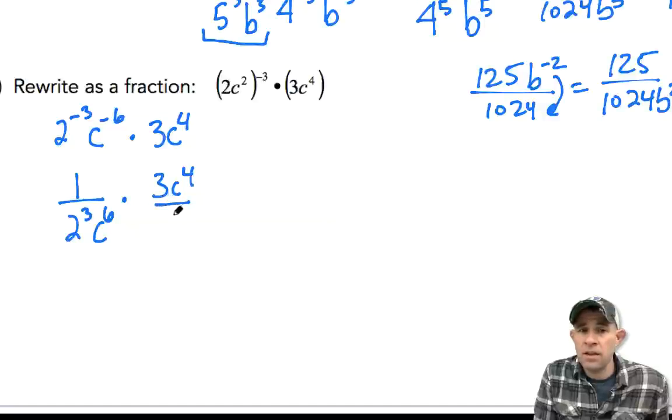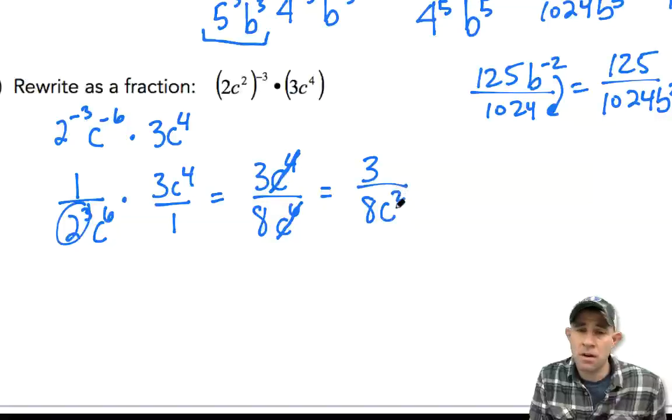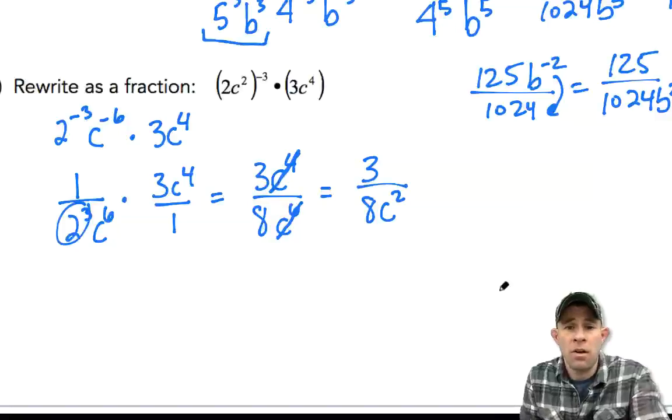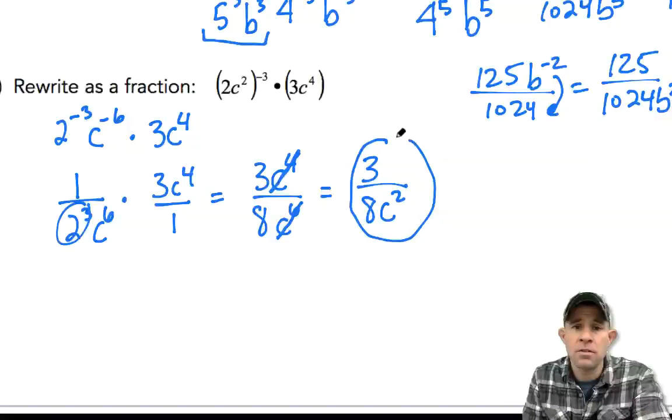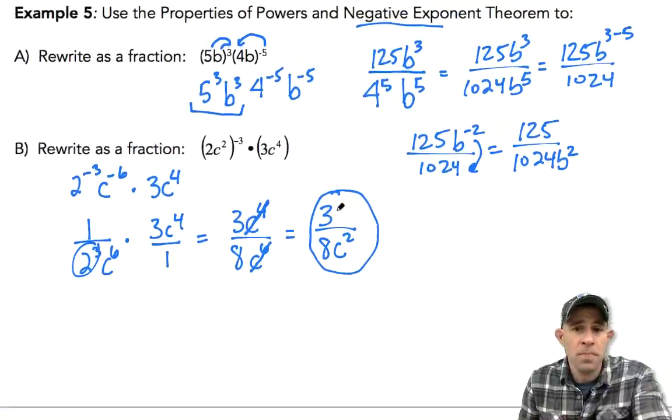Now again, anything can be written as a fraction over 1, and we're going to do this so that we can simplify these. We're going to multiply straight across. We have 3c to the fourth in our numerator. 2 cubed is going to simplify to 8, and this is c to the 6. All right, now in the end here, I have c to the fourth on top, c to the 6 on the bottom, so that really means I'm going to have a remaining c squared in the denominator. All right, so there we have it simplified to a fraction using our power properties and our negative exponent theorem.